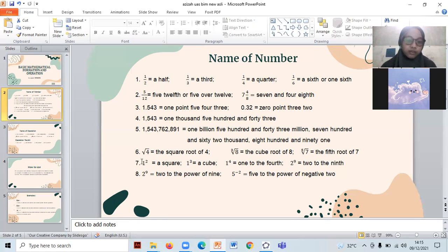Next, number 7, we can read this a square, this a cube, this 1 to the 4th, and this 2 to the 9th. Okay, next, in number 8, we can read this 2 to the power of 9. In number 7 and 8, it's the same, but we can read this differently. That is 2 to the power of 9. Then we can read this 5 to the power of -2.